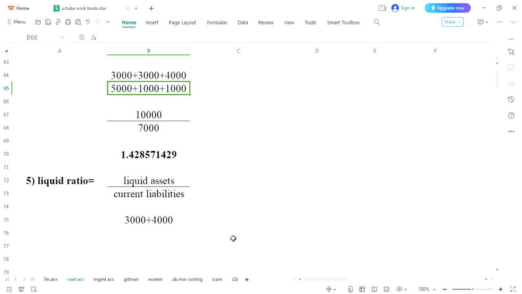Current liabilities are already mentioned in the previous part. So we are going to take the same over here.